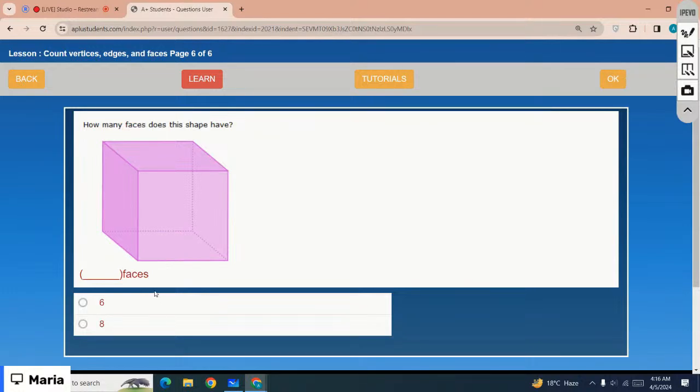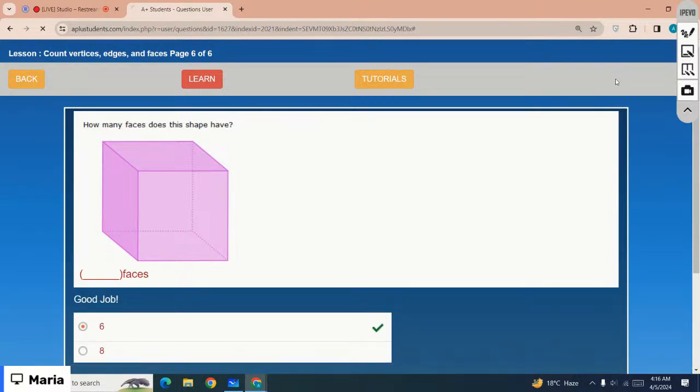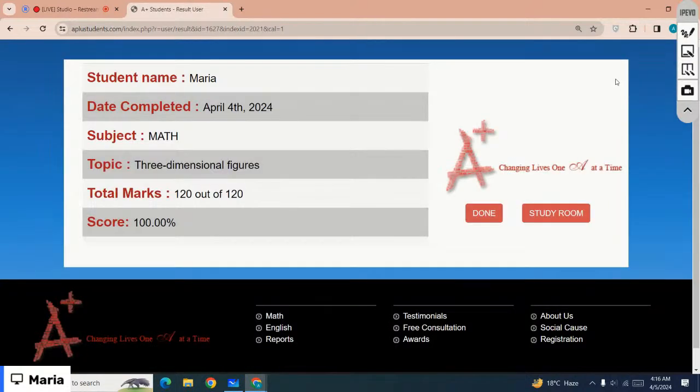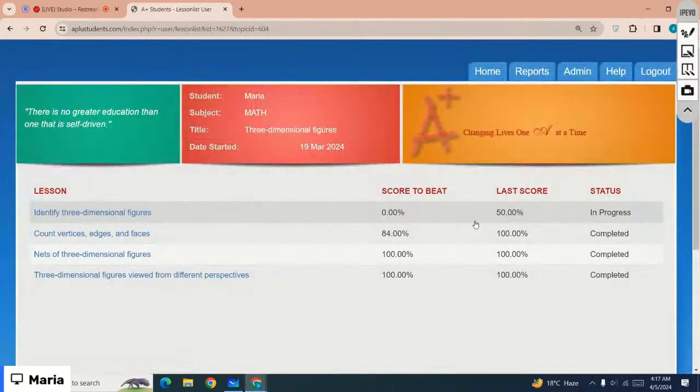The correct option is six faces, right? And we are done with the lesson. Okay, let's just start with the next lesson, that is nets of three-dimensional figures.